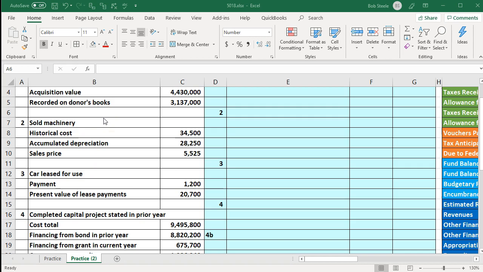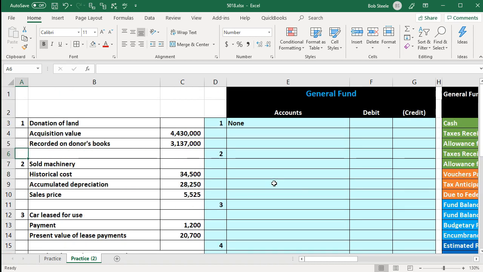The historical costs, $34,500. The accumulated depreciation, $28,250. And the sales price, $5,525. We're going to start off with the general fund. And this is going to be a little bit unusual because remember, the general fund is on the modified accrual basis. We're looking for the flow type of activity. So the basic flow activity that happened is the sales price, the cash that was received.